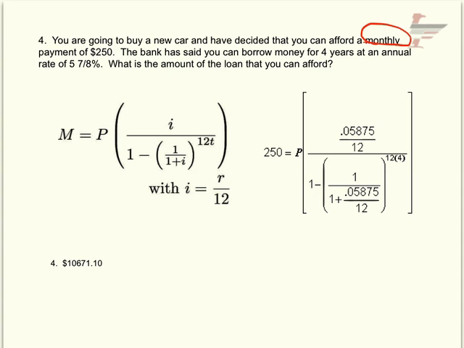$10,600. So again, when you type this all into your calculator, start with the innermost fraction, and then from there, you add 1, then 1 divided by that, raise it to the 48, 1 minus that, then you take your numerator in parentheses, divided by that entire denominator, then you divide that from 250. You should get that answer.